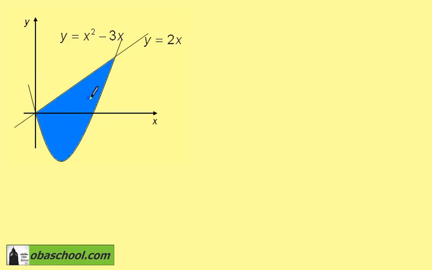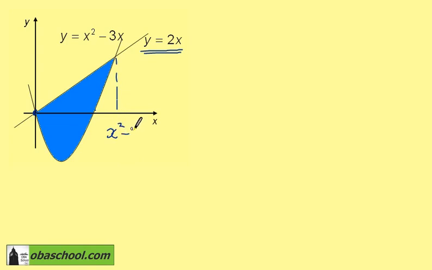We want to find this blue shaded area enclosed between y equals 2x and y equals x squared minus 3x. Note across this region that this is above this. We need the intersections, so we want the x value here and here.